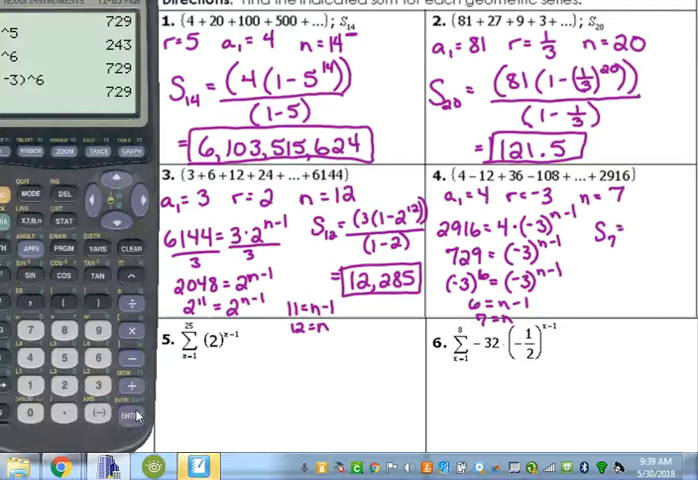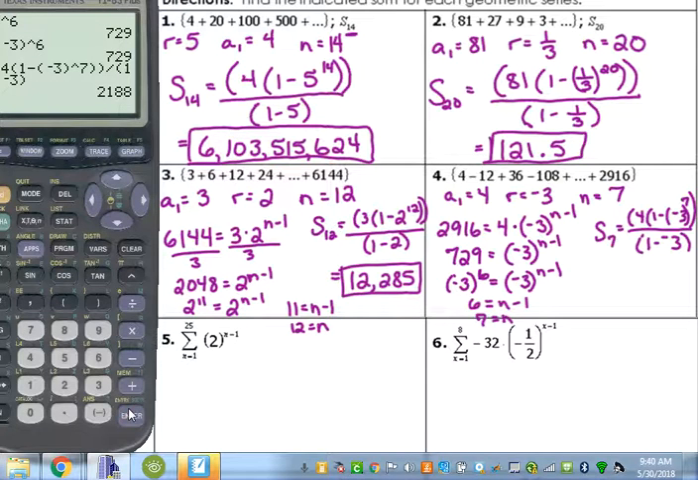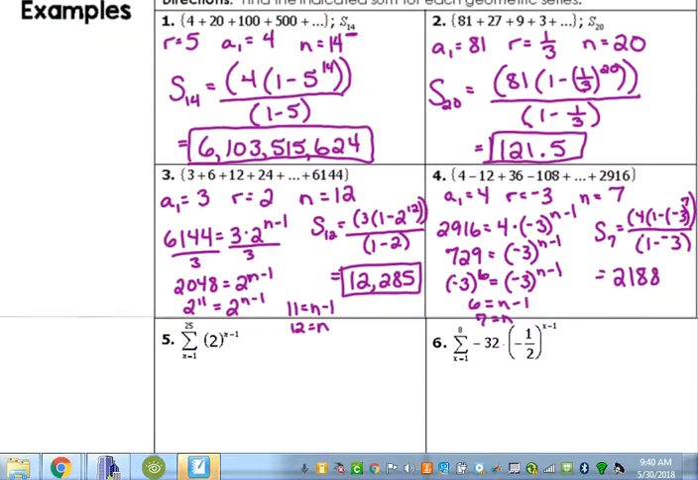So our sum of the first 7 terms is equal to the first term times 1 minus, make sure that negative 3 is in parentheses, to the 7th, over 1 minus the common ratio, negative 3. Okay, so 2,188. Did y'all get a positive when you did it? I think it's supposed to be positive. All right. Any questions so far?